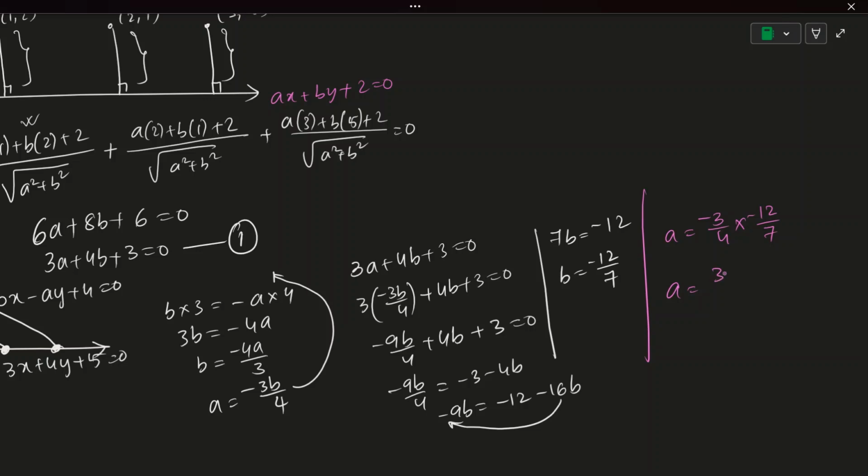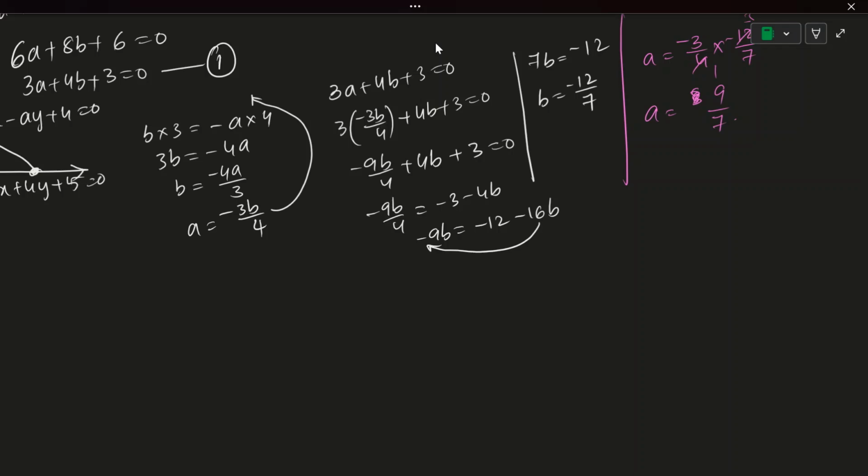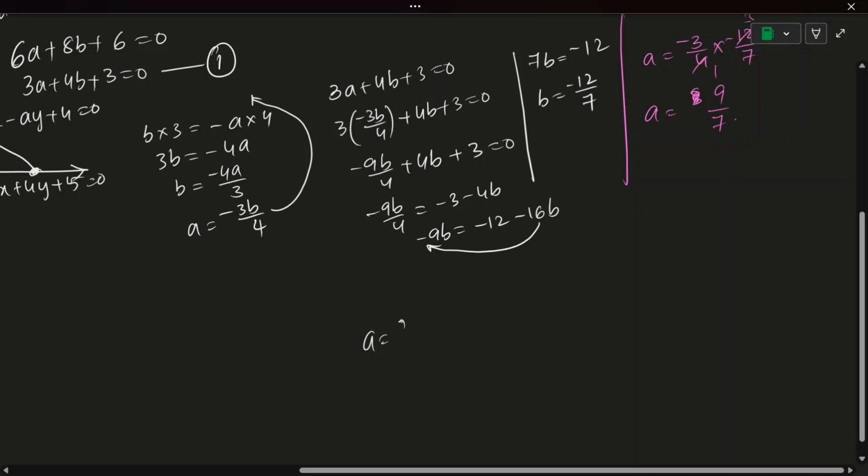Then we are going to get, here you can cancel 4 1 times, 4 3 times. The answer is 9 by 7. Okay, so now we got the a value and the b value, right? So a is equals to 9 by 7, b is equals to minus 12 by 7.